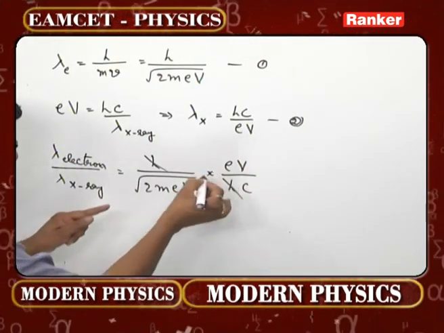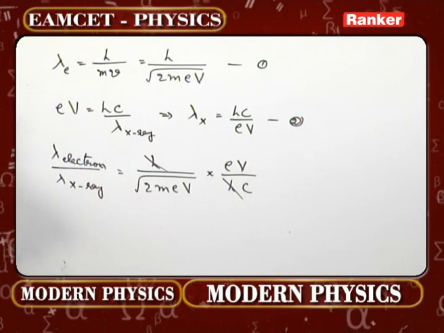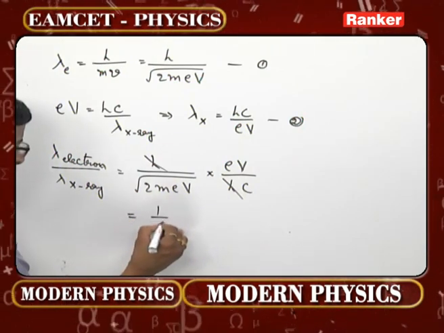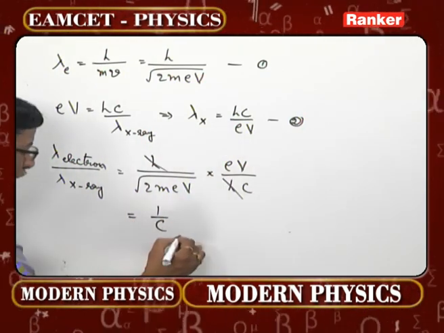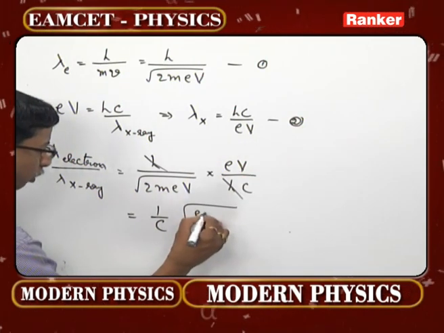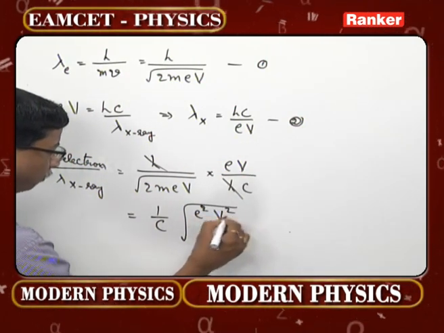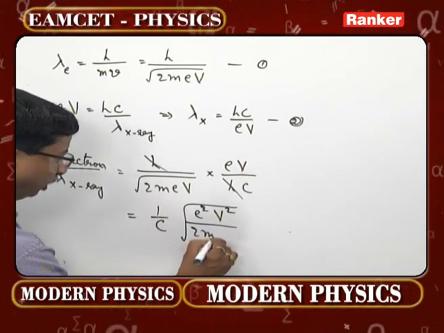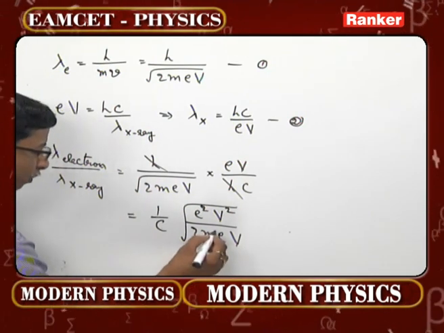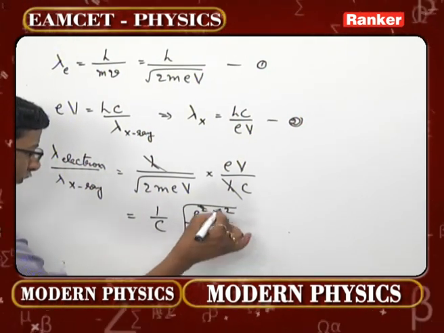Now you directly take these things inside. Then what can we write? 1 by c, you keep it outside. Root of, take this one into it, please. E square V square by 2m into E into V. One E gets cancelled, one V gets cancelled.